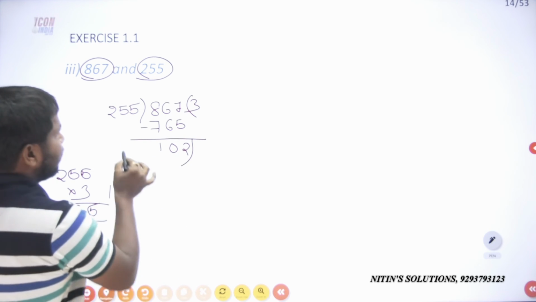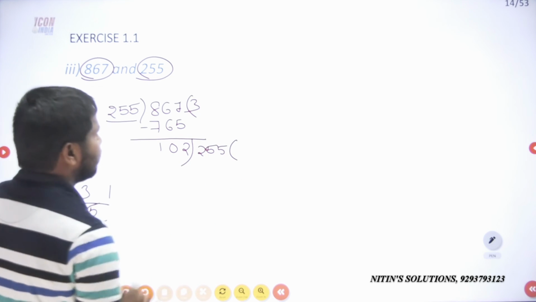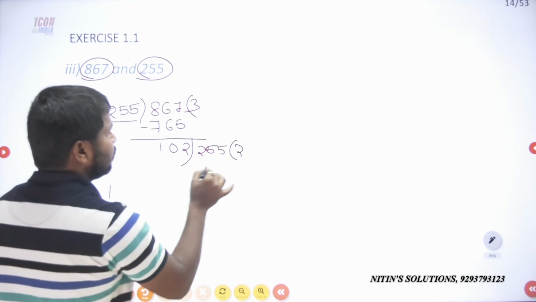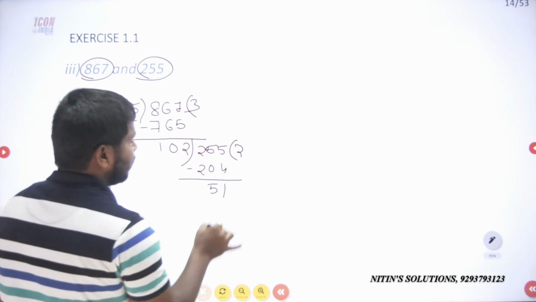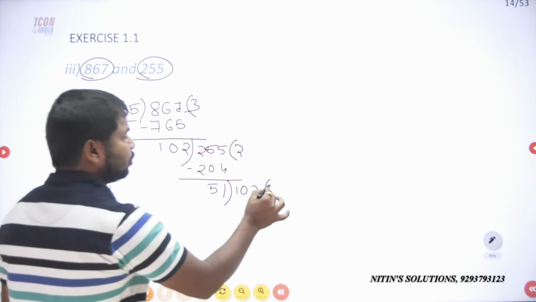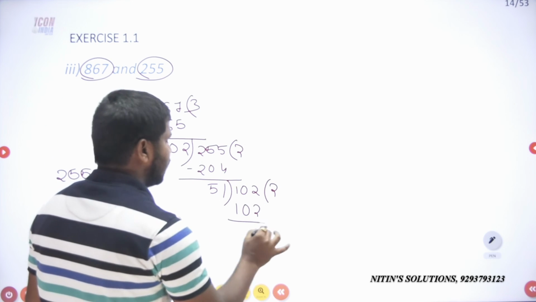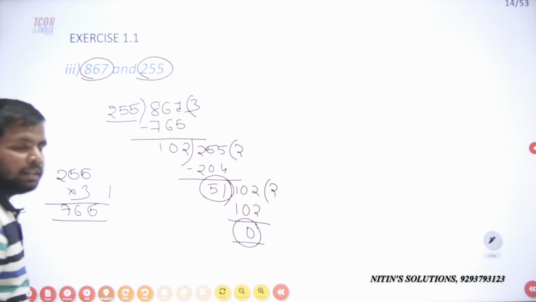We need to divide 255 by the number 102. Now 102 times 2 is equal to 204. By subtracting, here I am getting 51. Now divide 102 by 51. 51 twos are 102. The remainder will be 0. As I got the remainder 0, now 51 will be the HCF.